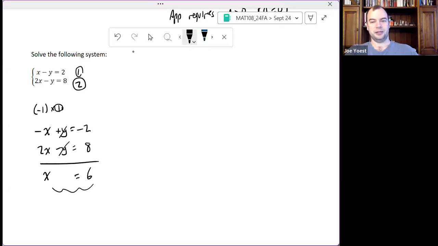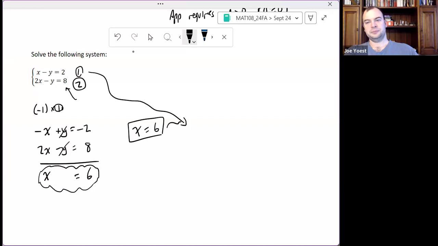And actually, I get my x coordinate of the solution right away. I don't even have to do anything else here. So I see that x equals 6 is the x component of my solution. How do I get the y component? Well, I go back to either of my two original equations and plug in x equals 6. So maybe I'll take equation 1, and I get 6 minus y equals 2. I add y to both sides, I subtract 2 off of both sides, and I get y equals 4.